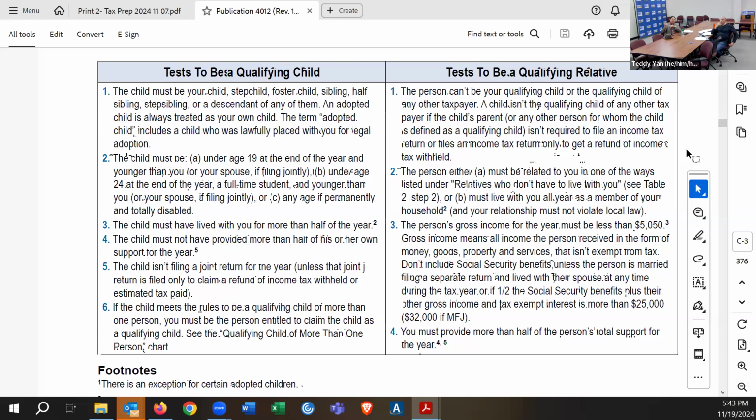Test number 2. Is Manny related to Kat in one of the ways listed under relatives who don't have to live with you, or did he live with her the entire year as a member of her household in a way that did not violate local law? 12 months. Yep, he meets both criteria. Father or parent is one of the quote unquote relatives who don't have to live with you. So we pass test number 2. What about test number 3?